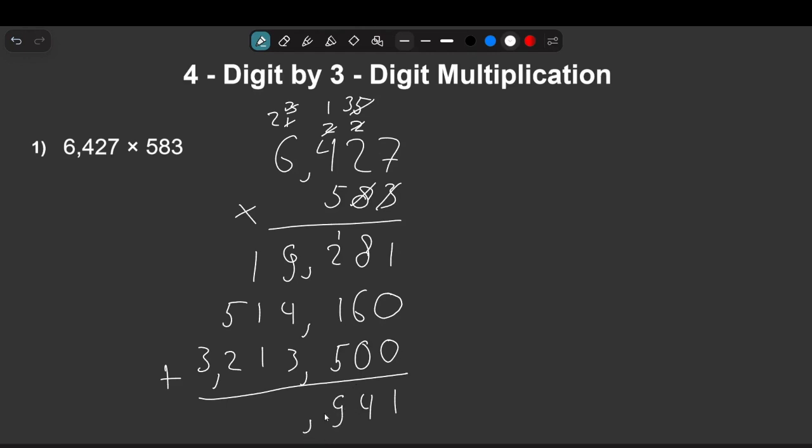Now place the comma right here, and we're going to do this. 9 plus 4 equals 13, plus 3 equals 16. So we're going to write down the 6 and carry over the 1. Now 1 plus 1 plus 1 plus 1 equals 4. Now 5 plus 2 equals 7. And for our last one is just a 3. So we have a 3 and the comma. So this 3,746,941 will be our final answer.